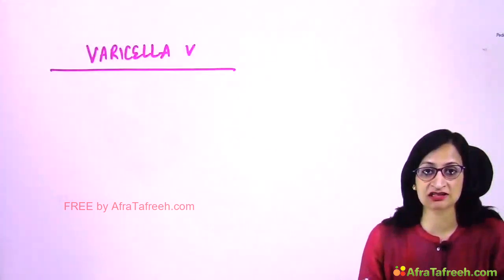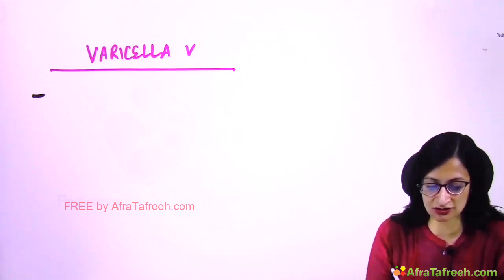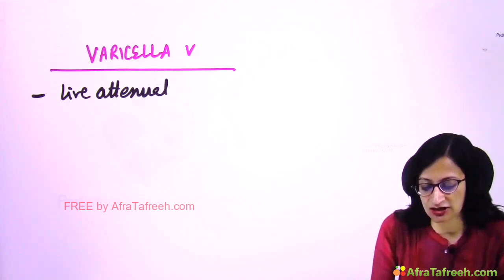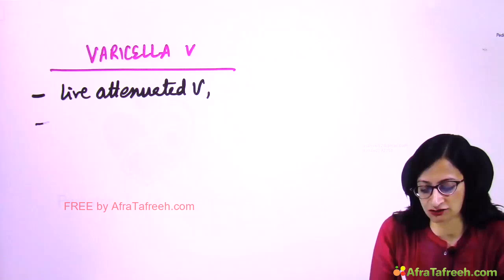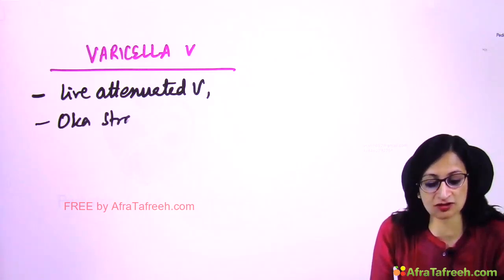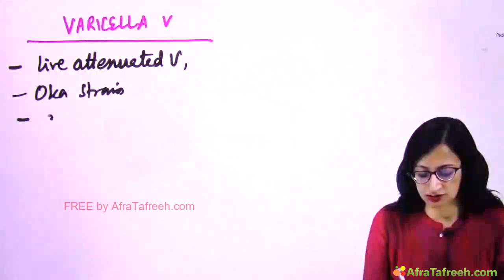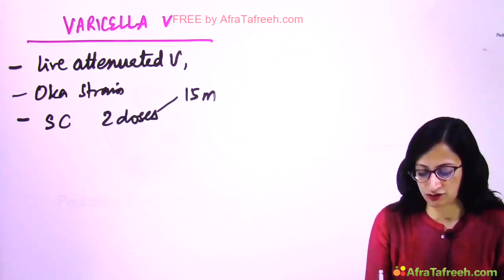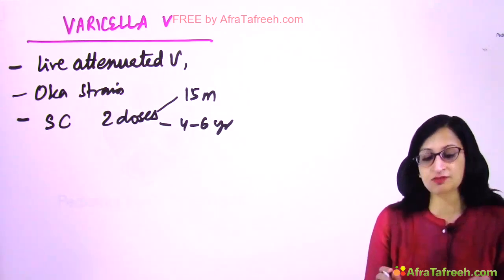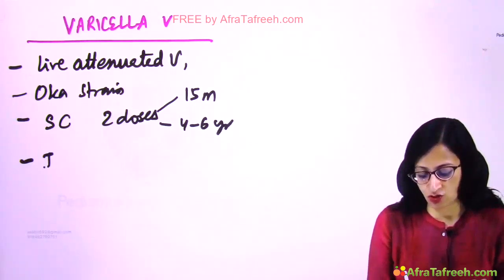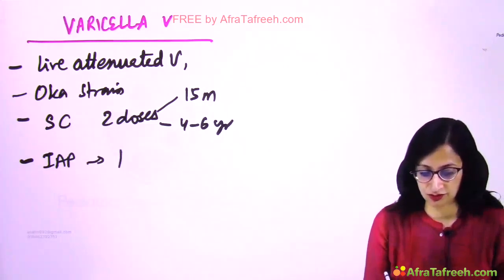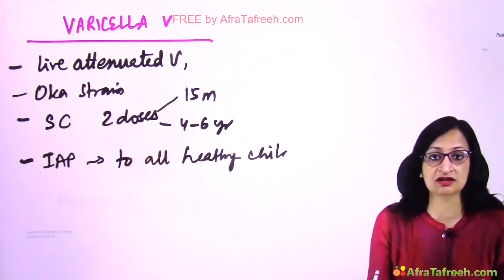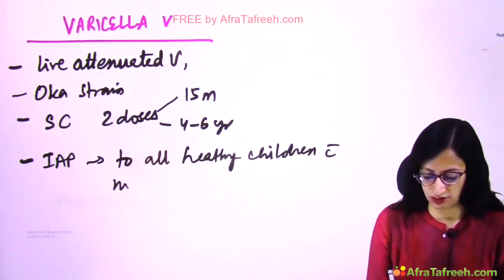Moving on to a little bit about varicella vaccine. Now this varicella vaccine against the chickenpox is also a live attenuated vaccine. So it is a live attenuated vaccine, and the strain which is used is the Oka strain, sometimes asked in MCQs. The dose is subcutaneous. 2 doses are recommended at 15 months and at 4 to 6 years of age. IAP recommends varicella vaccine to be given to all unimmunized children, to all healthy children with no previous history of varicella. Okay.